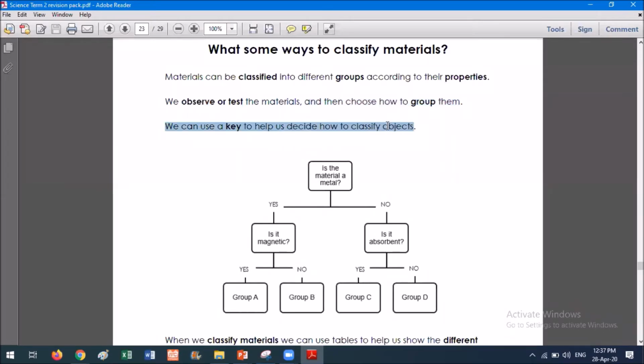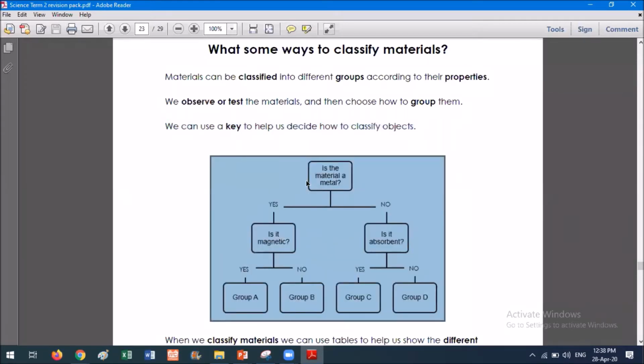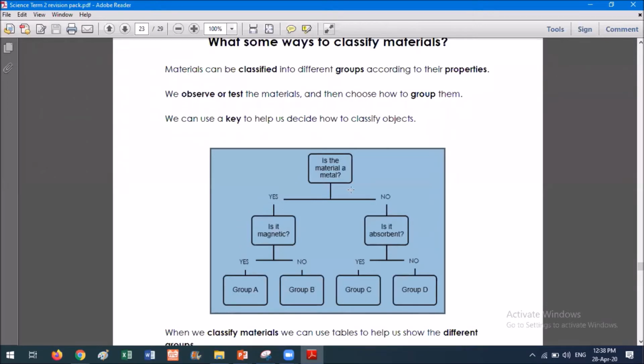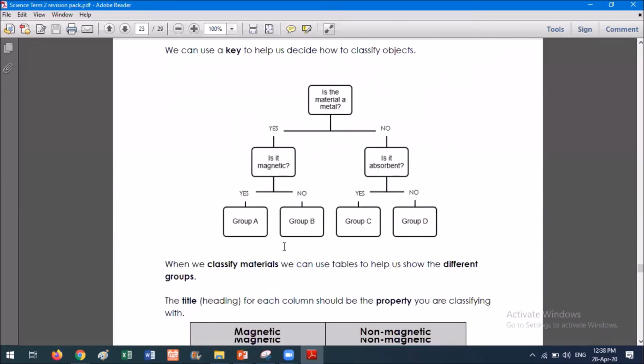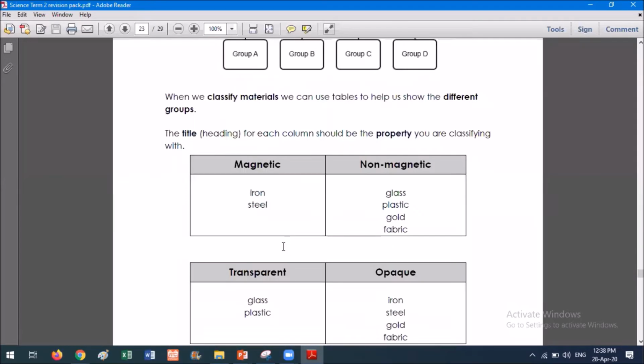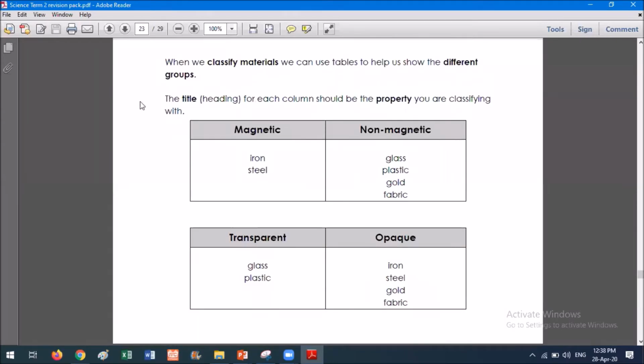We can also use a key to help us decide how to classify materials, and we've done this in class and in our exam. And so today we're going to practice with the items that we have in our house. We're going to classify some of the materials. After we've decided how to classify them, we can use tables to help us show the different groups.